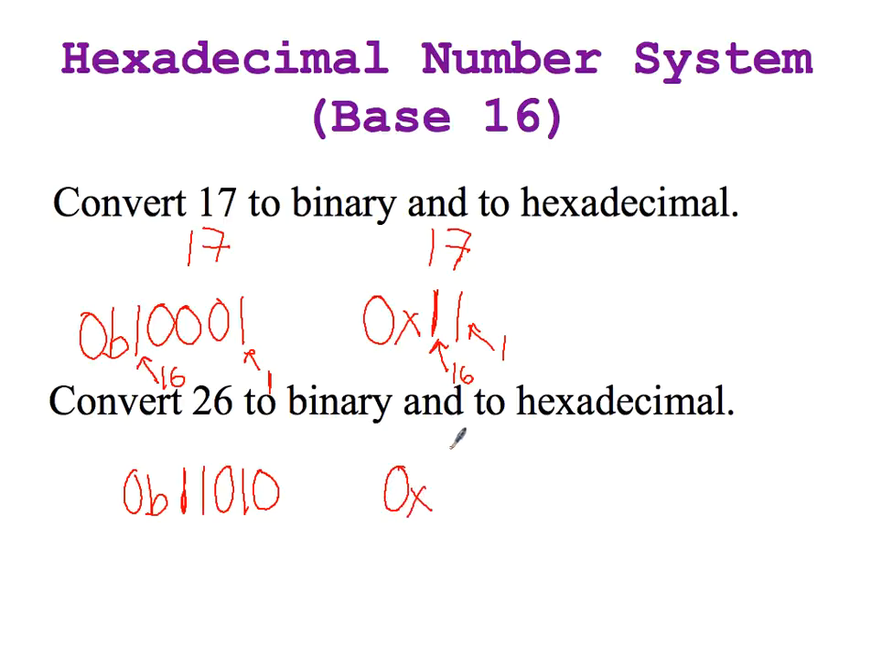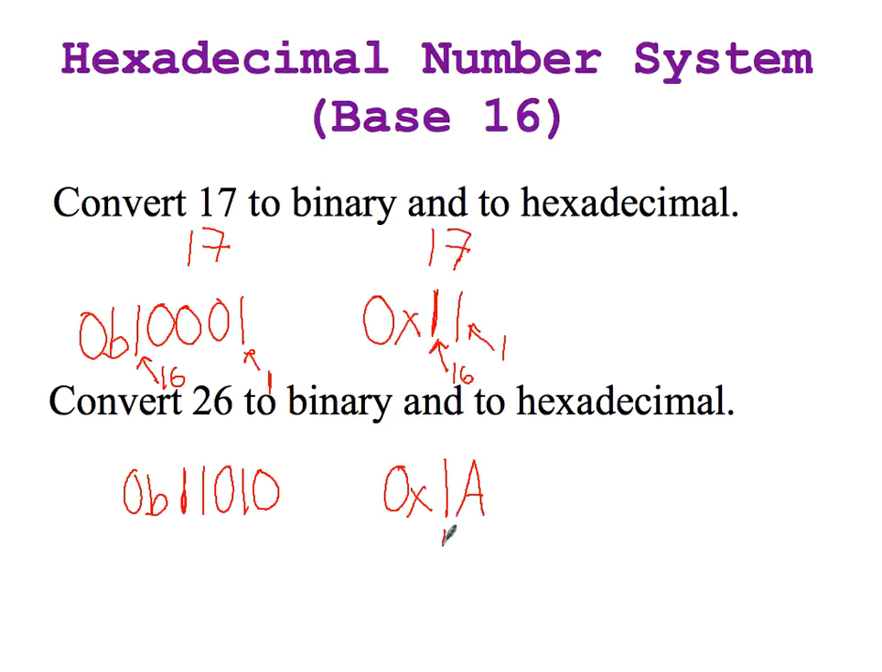In hex, 0x for hex, we've got 1 in the 16's place again, right? And that leaves 10 left over. But 10 is a digit. 10 is a digit in the 1's place in hex. The digit for 10 is A. And so I've got the hex value 1A. Okay? And I want to compare these two representations.